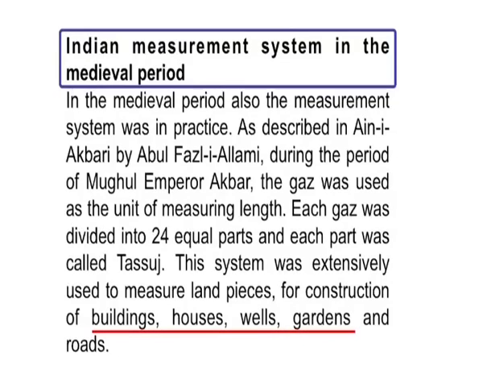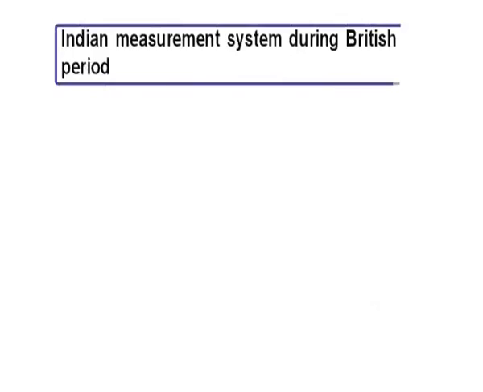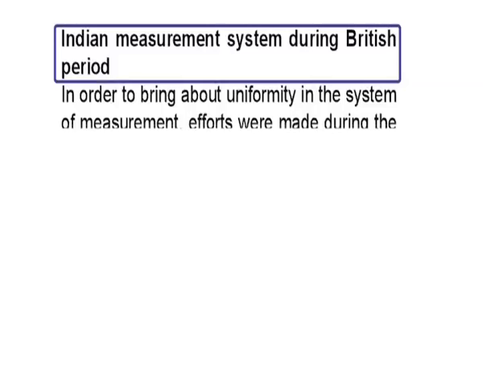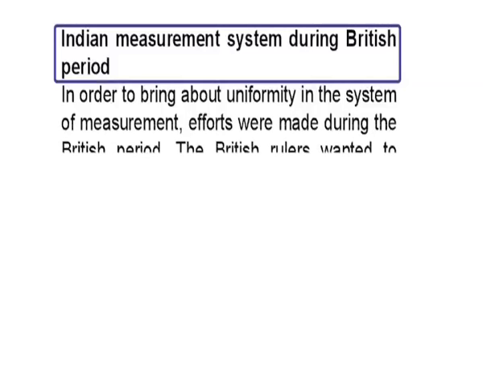The gaj was widely used as a unit of length till the metric system was introduced in 1956. Even today, in many parts of our country, particularly in the rural areas, gaj is being used as a unit of length. Indian measurement system changed during British period. Now let us discuss what was the measurement system during British period. In order to bring about uniformity in the system of measurement, efforts were made during the British period.